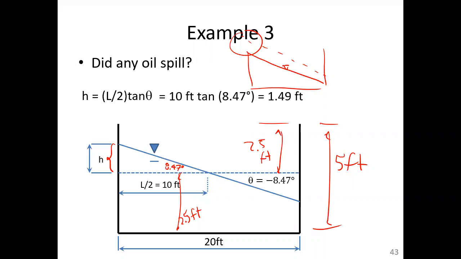And so we can put in what we know for L and theta, and that tells us that H is 1.49 feet. And again, if it goes up 1.49 feet on one side, it went down by 1.49 feet on the other side. So that 1.49 feet is less than 2.5 feet. That means you have not spilled fluid.